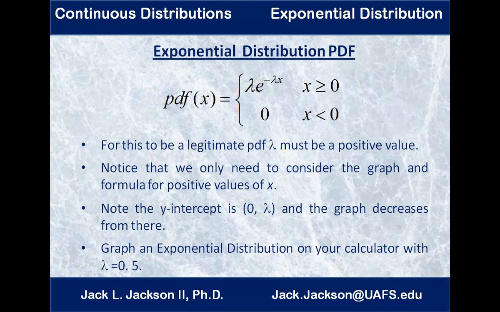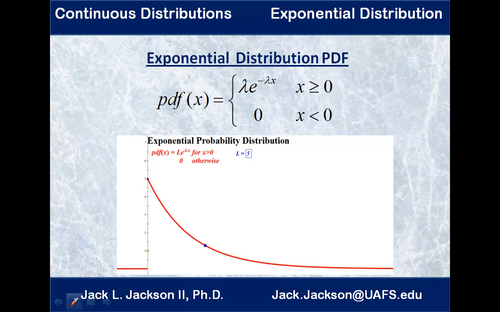Notice that the y-intercept is 0 comma lambda. See, if you plug in 0 for x, minus lambda times 0 is 0, e to the 0 is 1 times lambda is lambda. So the PDF evaluated at 0 is lambda. So lambda represents the y-intercept there. So it's going to start at lambda on the y-intercept and come down. For example, our last one here started at 5 because lambda was 5, and then it comes down from there.